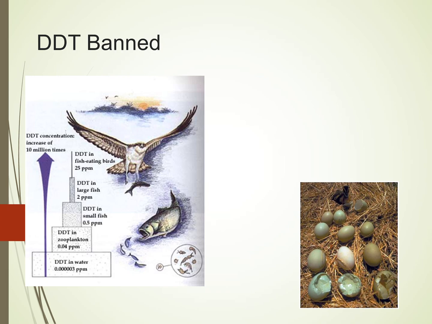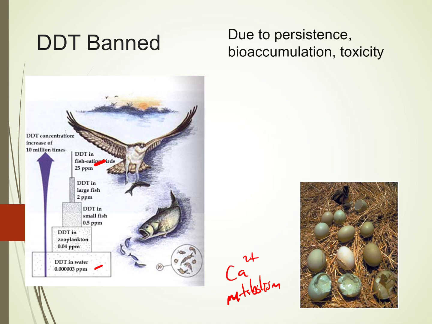So DDT was banned. DDT concentration increase of 10 million times in this case, from this concentration in the water to this concentration in birds. And what we found out is that DDT interferes with calcium metabolism. I used Ca2+ because that's what's used to build the eggshell. It's calcium ion. Remember I talked about the ions being the ones that are biologically used and active. It thinned the shell, so when they would be born, a lot of them wouldn't survive. So it was banned due to this persistence, bioaccumulation, and toxicity.